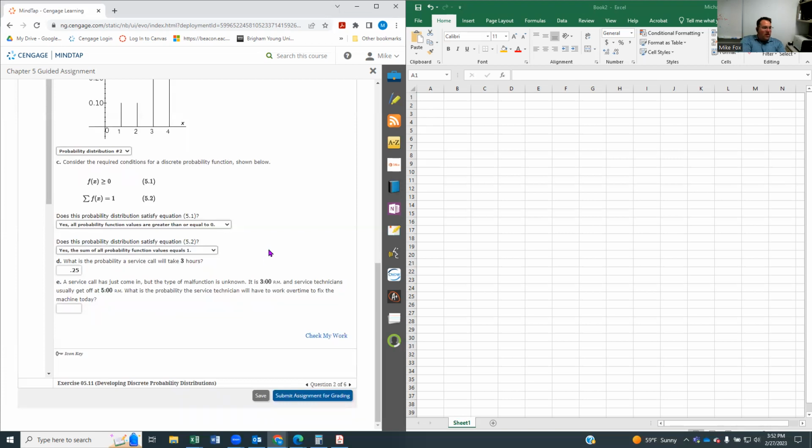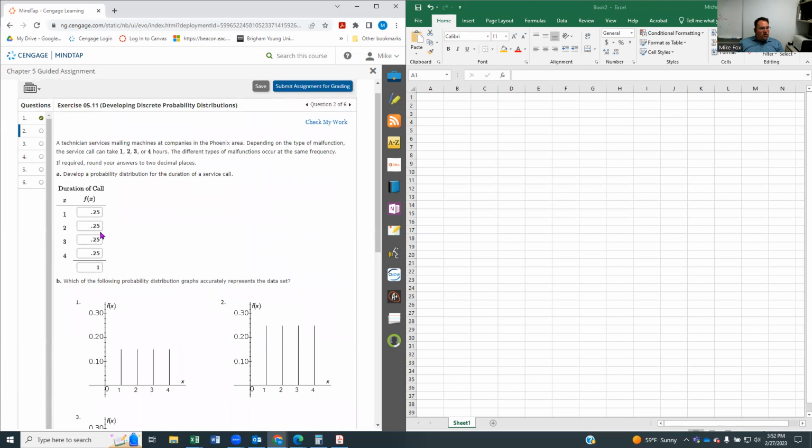And finally, the last one says a service call has just come in, but the type of malfunction is unknown. It is 3 p.m. and our service technician usually gets off at 5 p.m. What is the probability the service technician will have to work overtime to fix the machine today? So if it's a 1 hour job, they'll finish by 4. If it's a 2 hour job, they'll finish by 5. If it's a 3 hour job or a 4 hour job, they'll have to work overtime to get it done today. So we would just add these up.